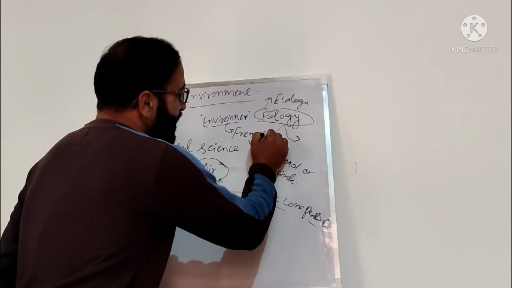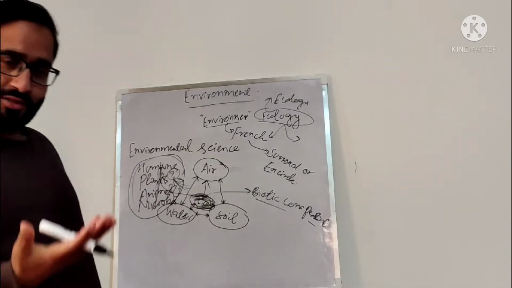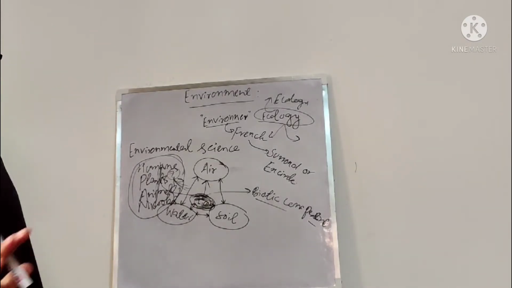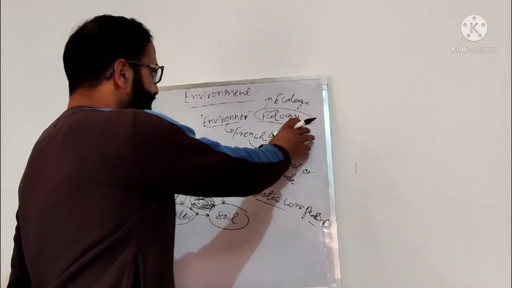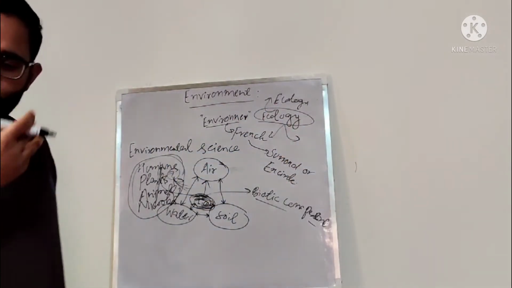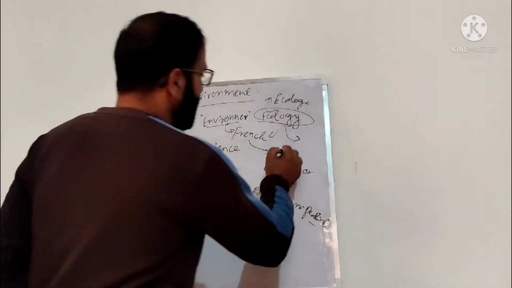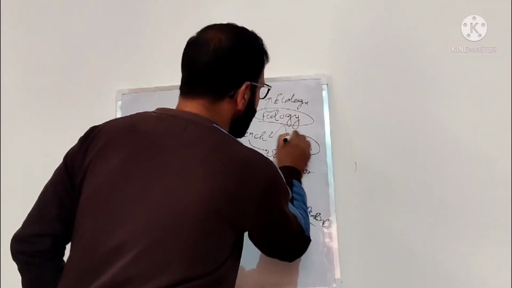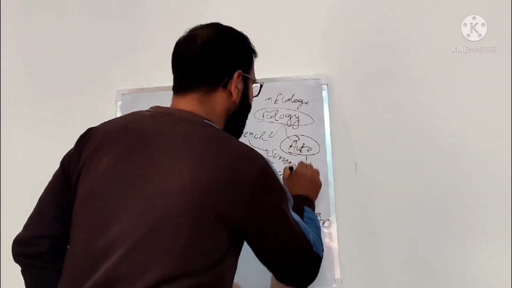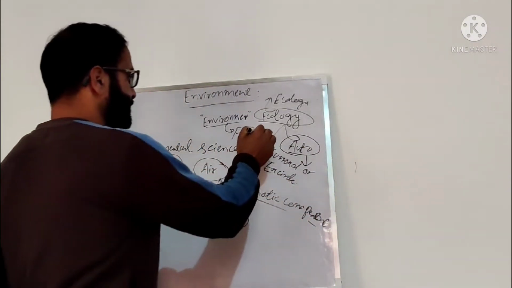Sometimes we study interactions of just a species. We are studying interactions of a species with respect to its environment. Such a study is done under a sub-discipline of ecology called autoecology. So in autoecology, we study the relationship of a species with its environment.